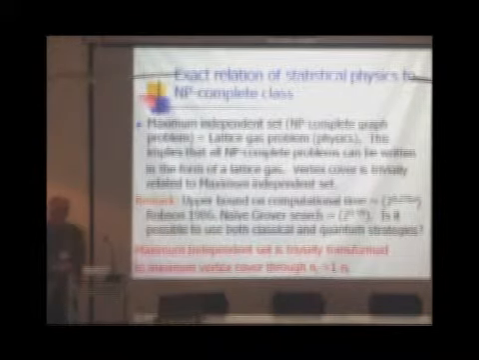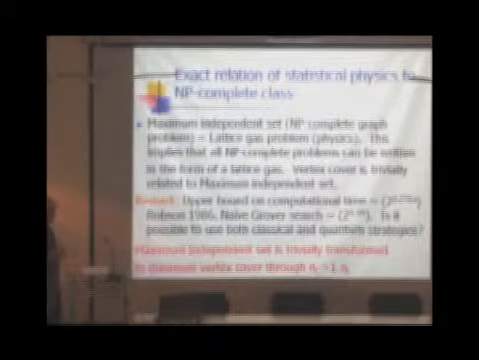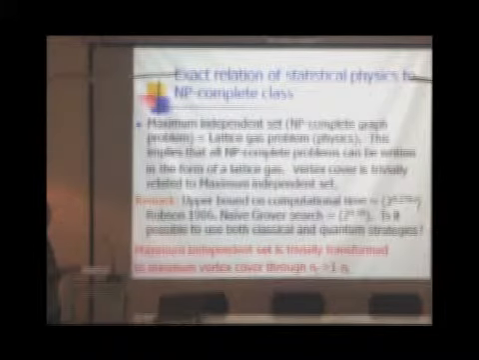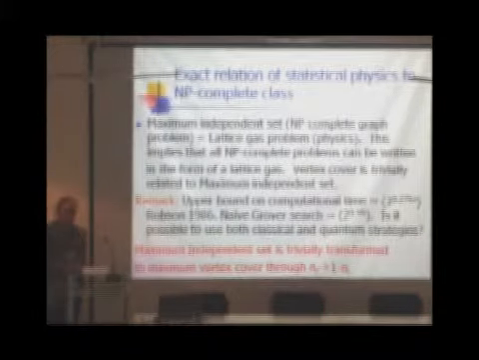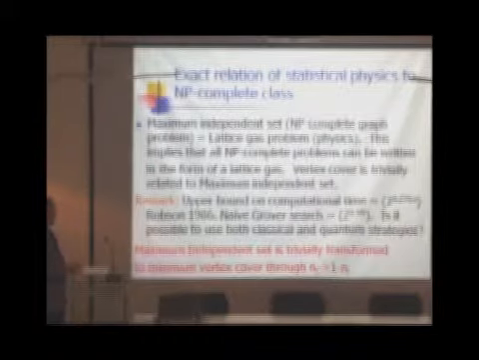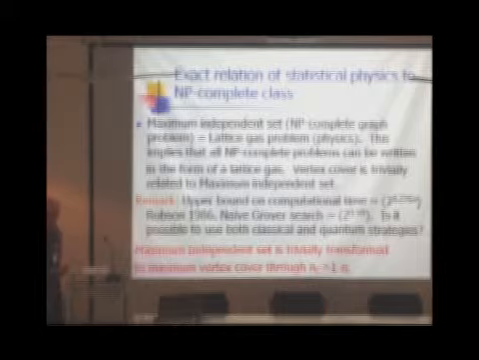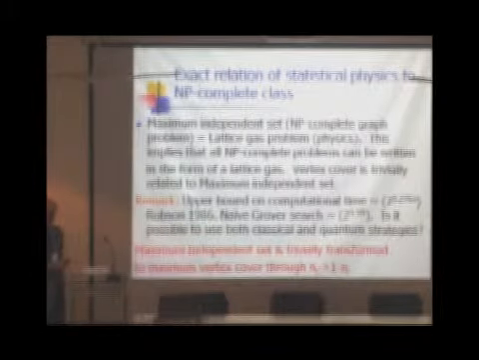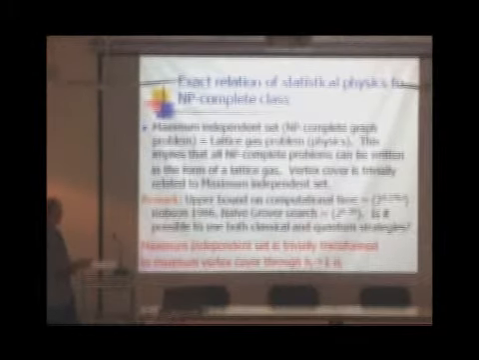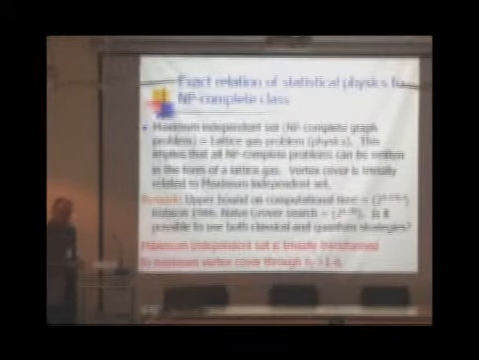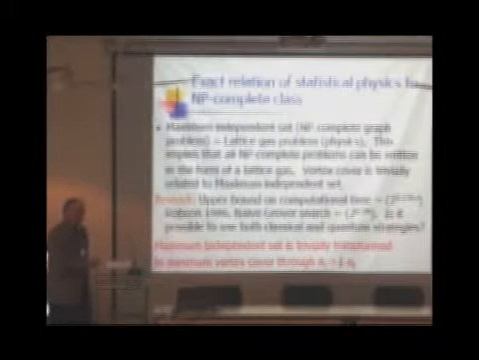This problem's been worked on for 30 years, and there's been a whole sequence of refinements of the upper bounds and practical algorithms. The best upper bound on maximum independent set is this, 2 to the 0.276n. So if you were to use Grover's algorithm naively for this same problem, your computational time would be 2 to the 0.5n, right? The square root of 2 to the n. So if you do a naive Grover's algorithm, you will do worse than the best classical algorithm.